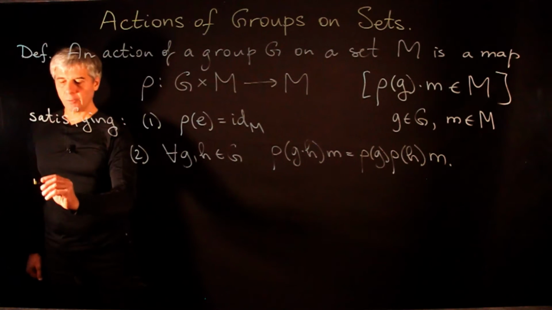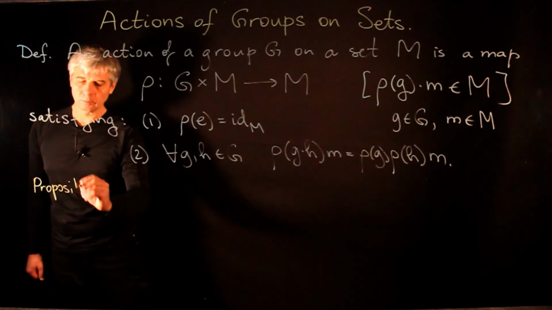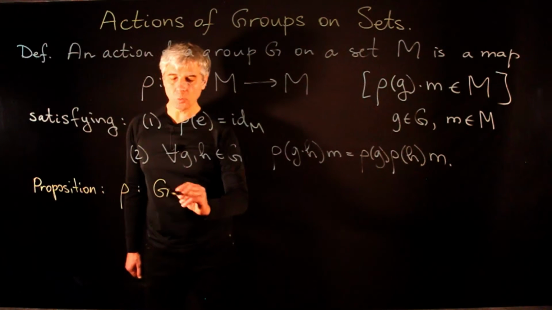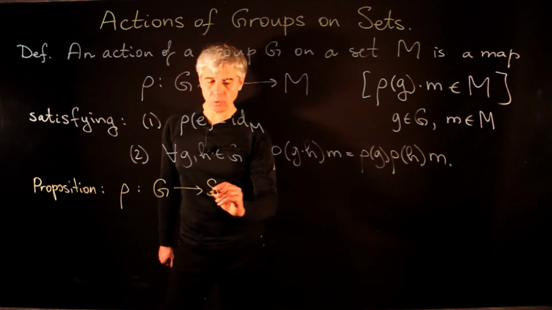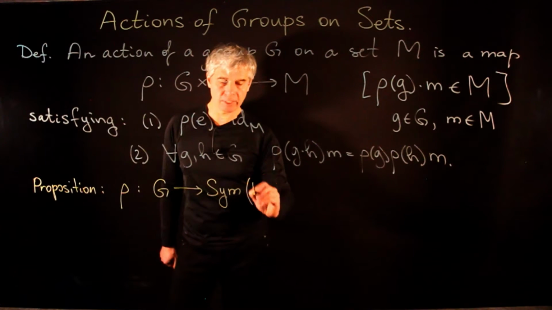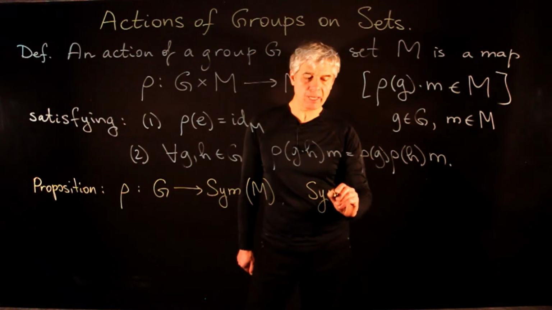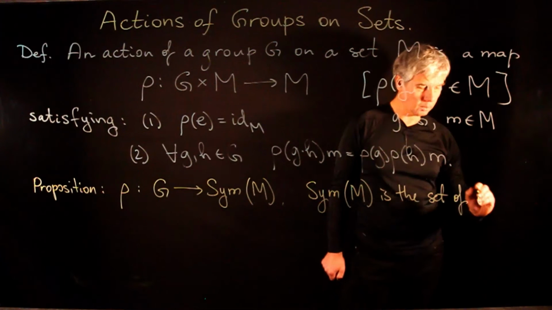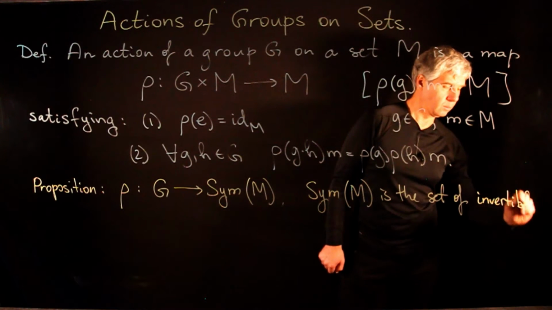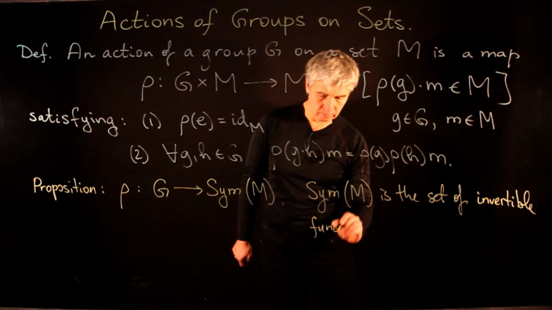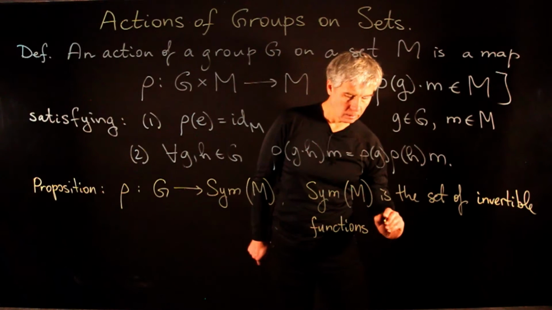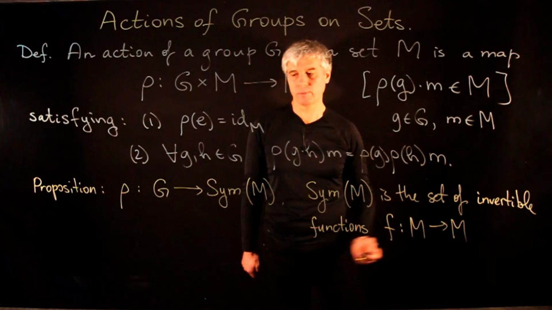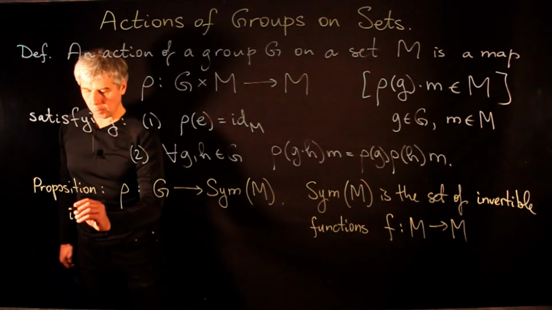Our first proposition is that rho can be viewed as a group homomorphism from the group G to the group of symmetries of the set M, where this Sym M is the set of invertible functions f from M to M. Well, invertible is equivalent to bijective. And our claim is that rho is a group homomorphism.